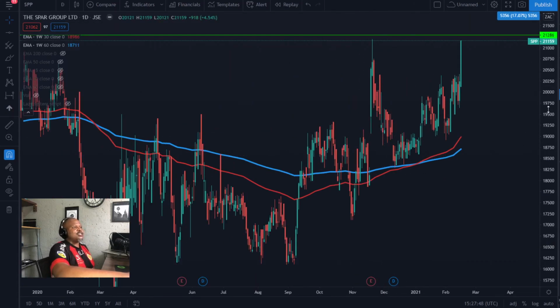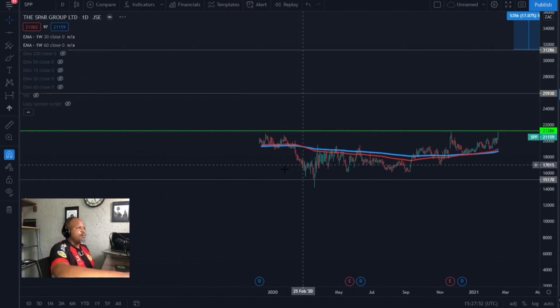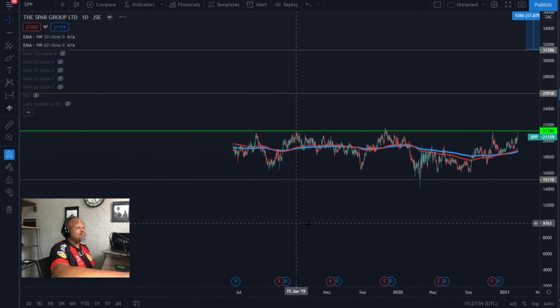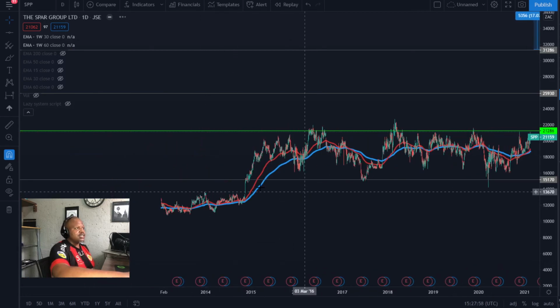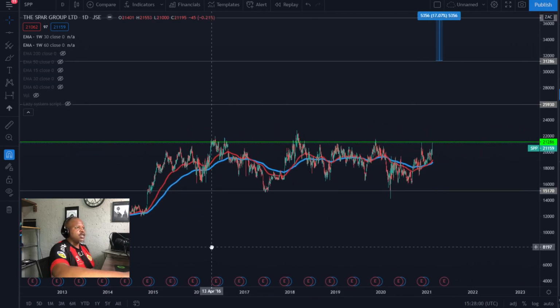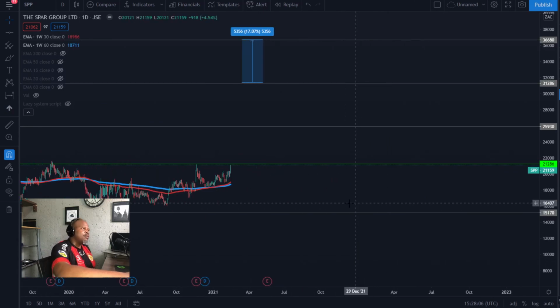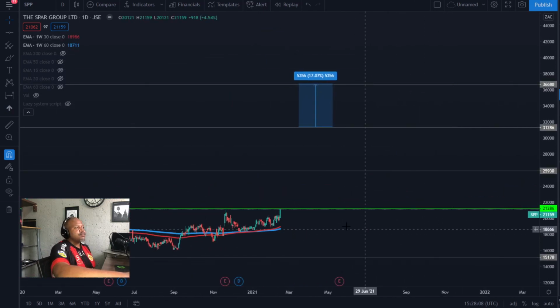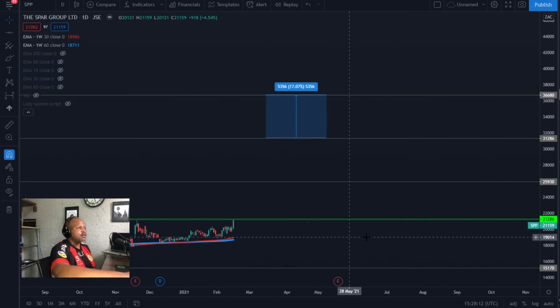Last on the list is SPAR. A similar story is SPAR. I've got my range, and SPAR has been there for an age. Incidentally, this is the chart that we were looking at when the video started. It has been in this range for an age, and I'm expecting the break. If it breaks high, I'm expecting that break to be quite aggressive.